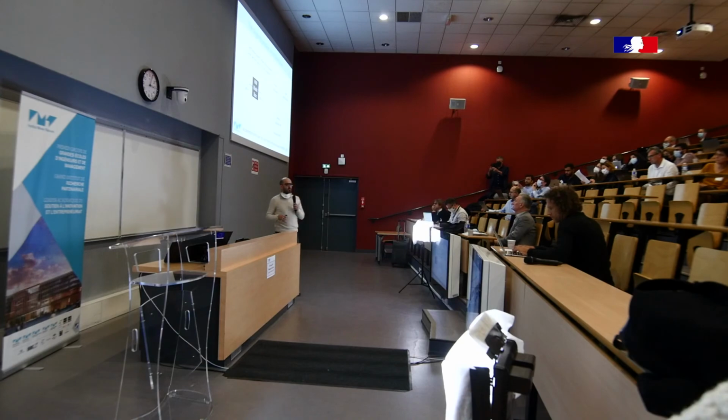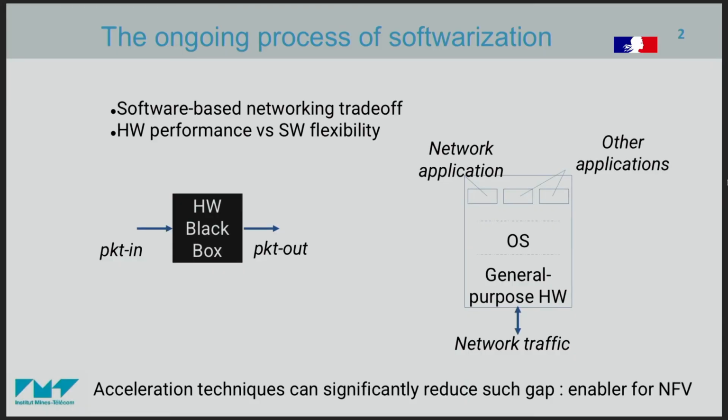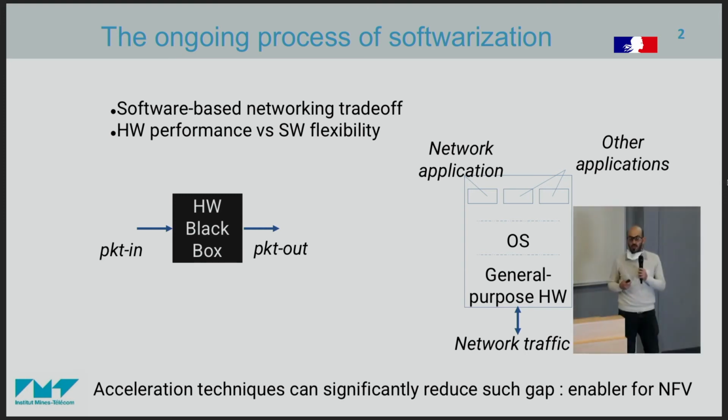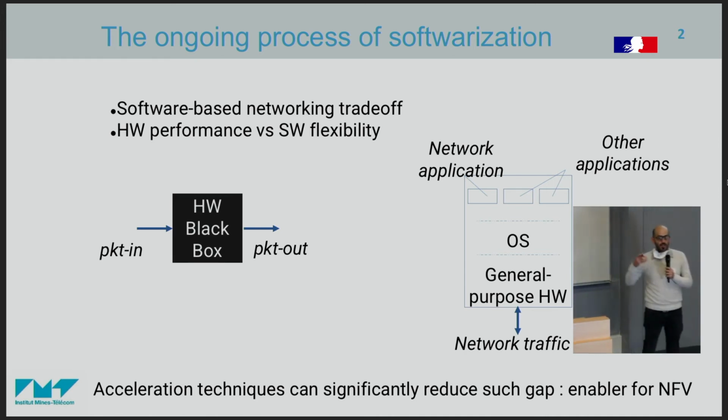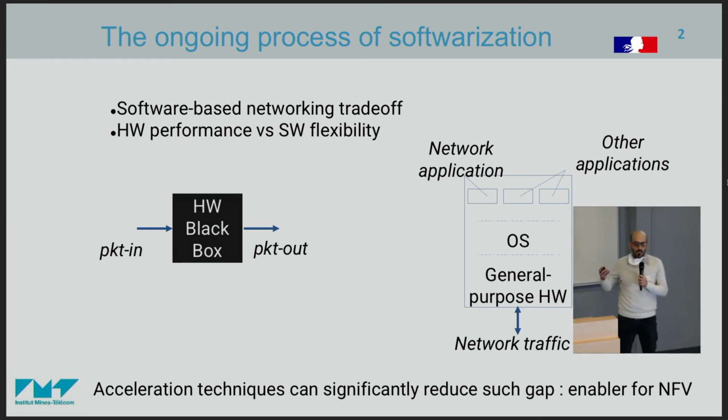Let me start with the context. We have already seen this morning in the talk of Professor Kaltenberger what is happening in 5G, but more in general, we are observing a process of softwareization, where we move from hardware static black boxes towards a more flexible approach based on pure software, where network applications can be deployed on general purpose hardware, maybe equipped with a regular operating system on top of which several applications, both for network and for other purposes, can coexist.